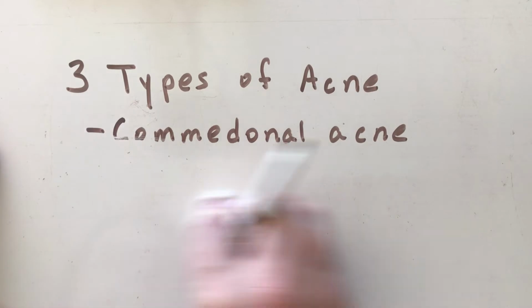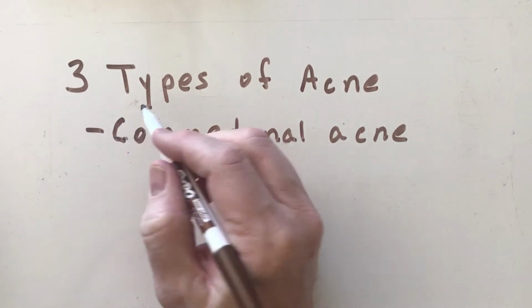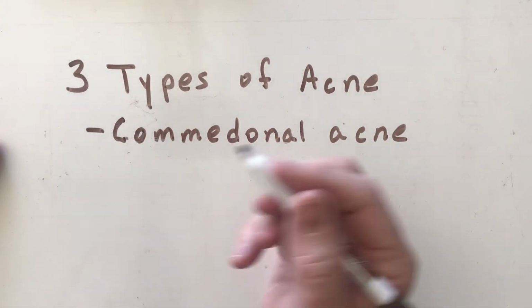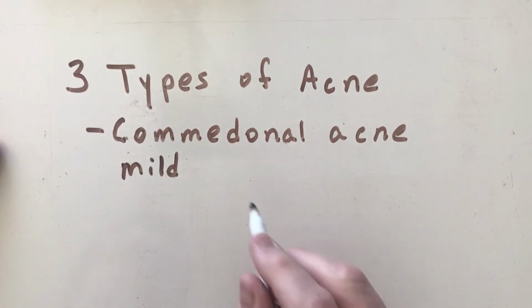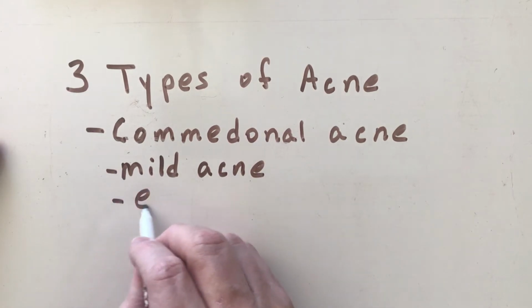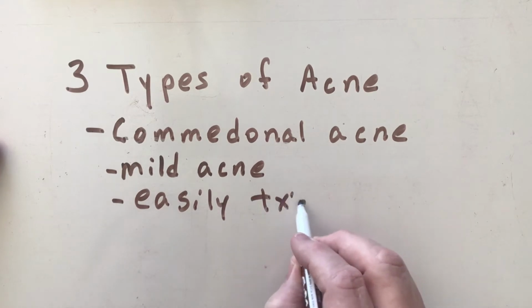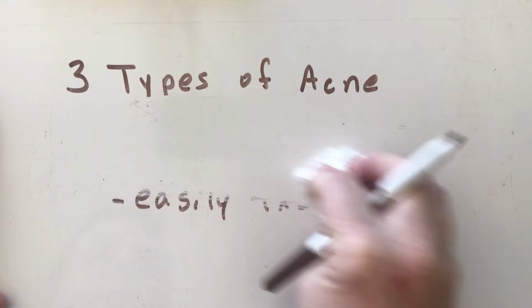What you're going to need to do is basically rewrite this. I'm only going to write one thing about this. It's just mild acne and it's easily treated. And this is the type that goes away on its own also. So it's mild acne and it's easily treated. Remember, TX means treated. Okay? So that's comedonal acne. Let's now talk about inflammatory acne.